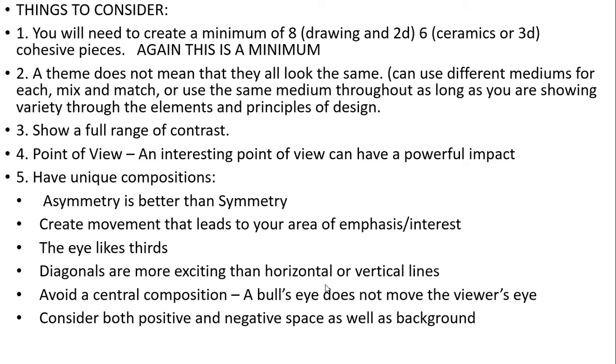In your physical composition, some things to think about are contrast, point of view, composition, how asymmetry is better than symmetry, create movement, emphasis, the eye likes thirds or odd numbers, diagonals are more exciting than horizontal, go vertical, avoid central composition. A bullseye does not move the viewer's eye around. So if I'm going to draw a portrait of a person, don't sit them in the middle looking at the viewer. And consider both positive and negative space.